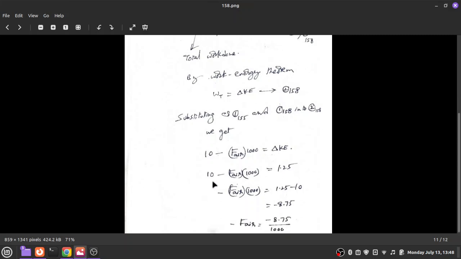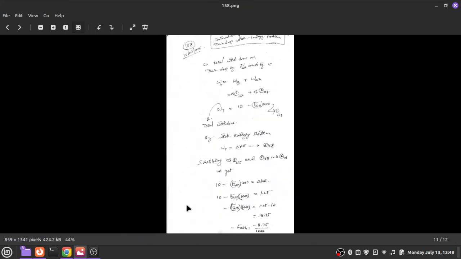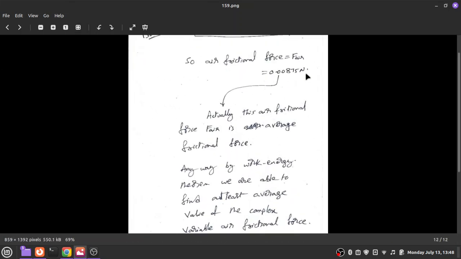The only unknown in this expression is F air. After transferring 10 to the right-hand side, you get minus 10. 1.25 minus 10 is going to become minus 8.75. So minus F air is equal to minus 8.75 divided by 1000. Finally, the minus cancels. So F air, which means the air frictional force or air resistance force, is equal to 0.00875 newtons.